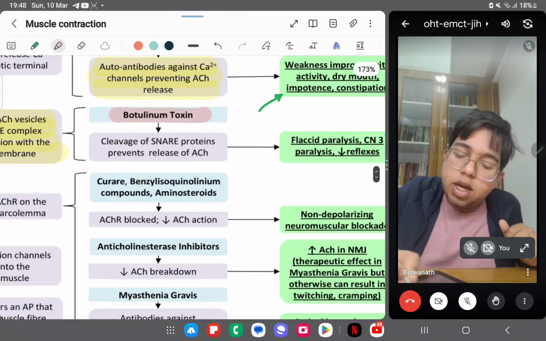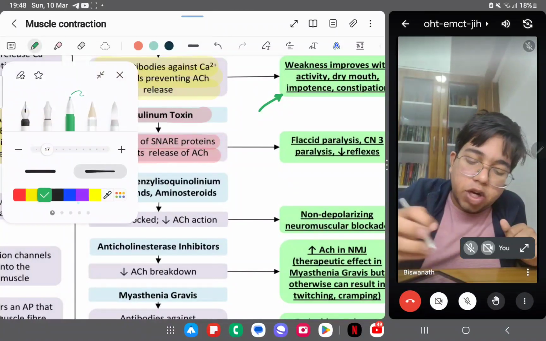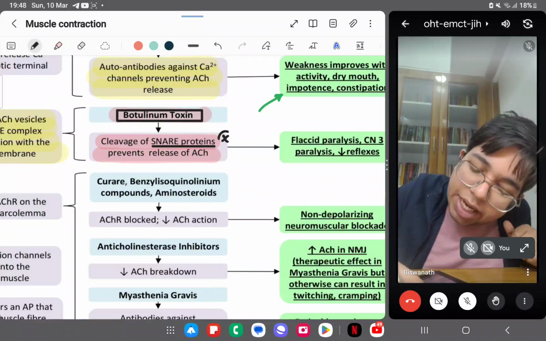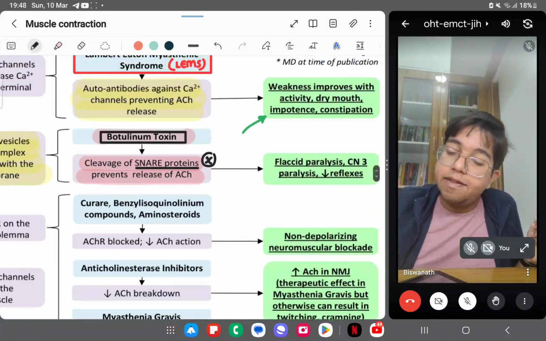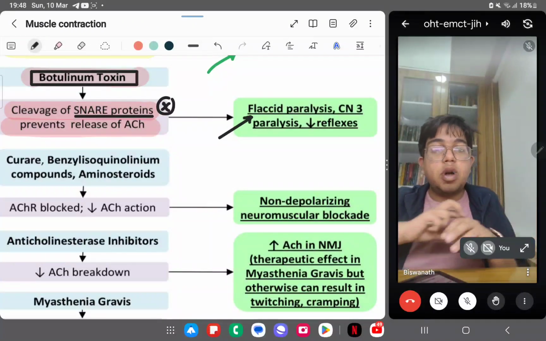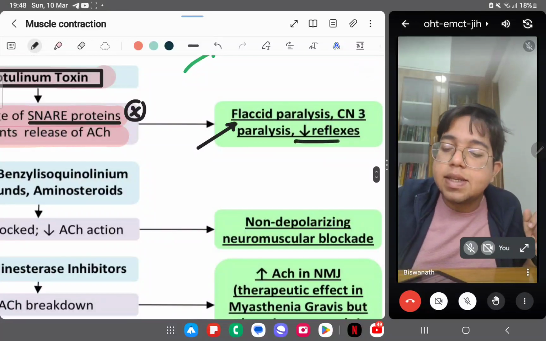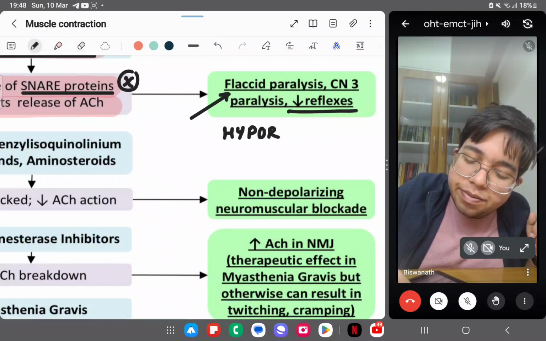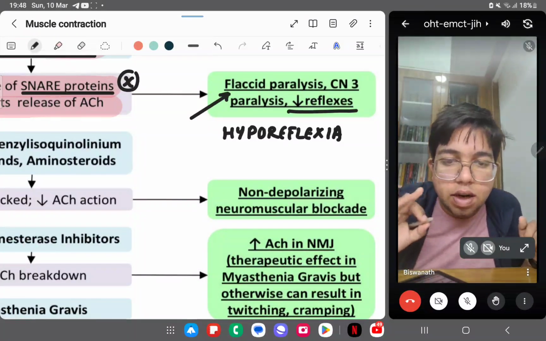So botulinum toxin is basically causing the cleavage of snare proteins, which will prevent the release of ACH. It is breaking down the snare proteins, and if the snare proteins are broken down, there will be no release of ACH. And if there is no release of ACH, there will be flaccid paralysis, because there is no muscle contraction. The muscles will be flaccid. There will be flaccid paralysis, not spastic paralysis. And cranial nerve 3 paralysis and decreased reflexes. Decreased reflexes is basically called hyporeflexia.